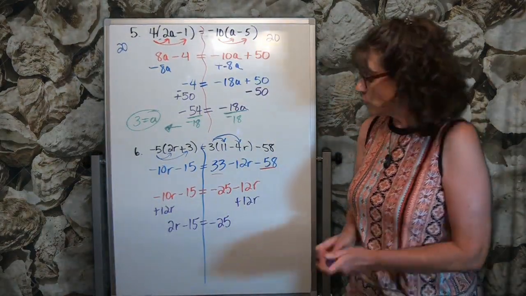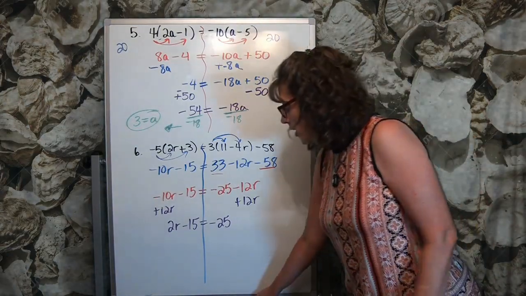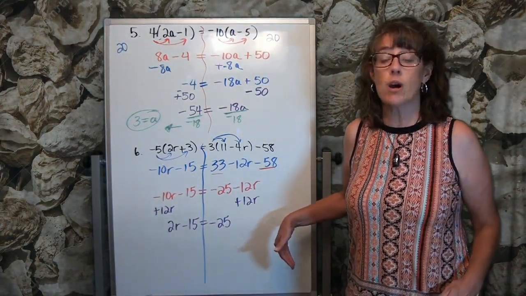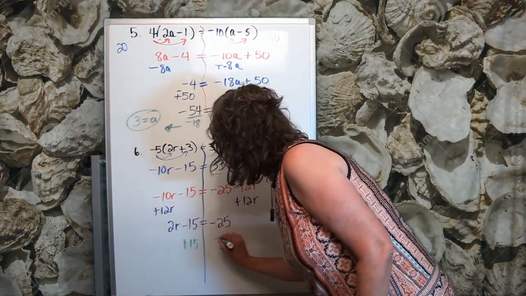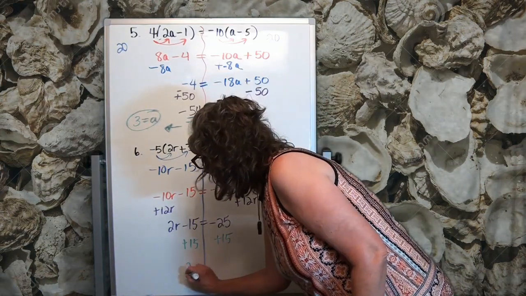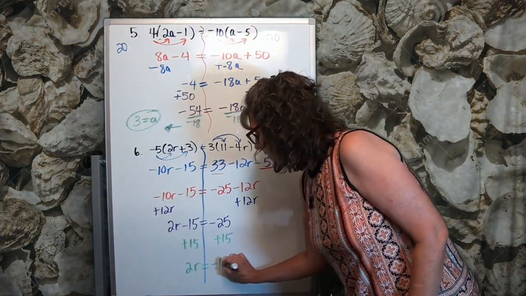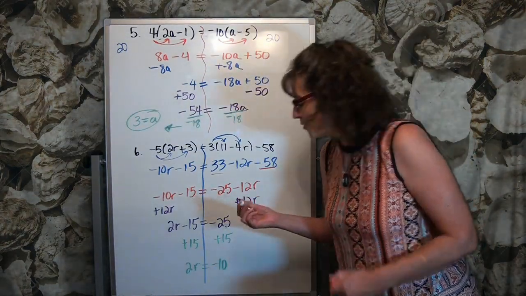So what I did was I threw all my variables on this side. That means all the constants now need to come over here. So how do I move that? Remember, when you do things across that wall, you have to do the opposite. The opposite of minus 15 is going to be add 15. So I'm going to add 15 to both sides, giving me 2r. And on this side of the wall, I get a negative 10. Now what's it take to get that r by itself? You know, just go through and divide by 2.